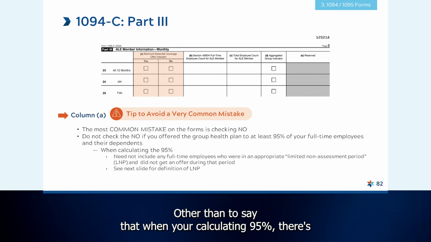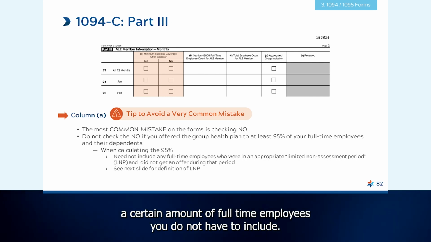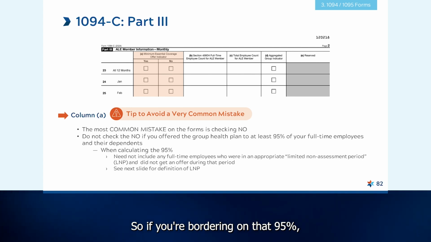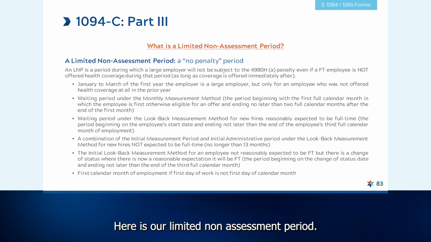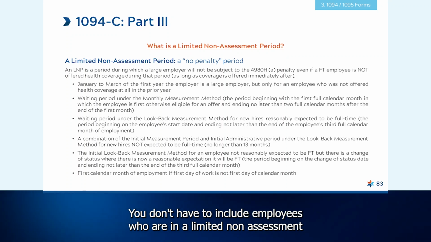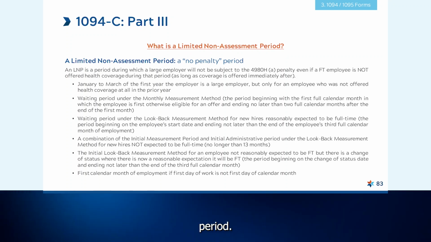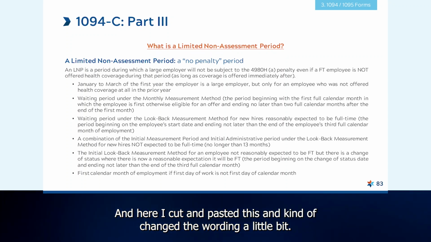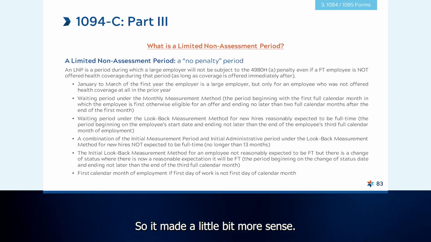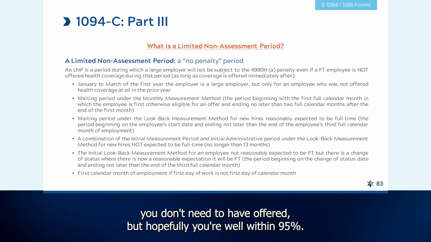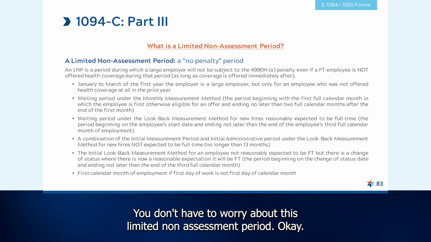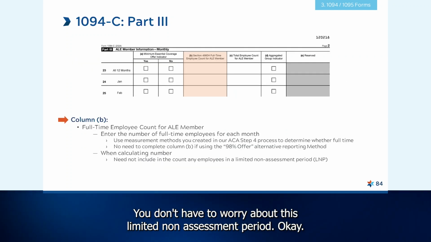Other than to say that when you're calculating 95%, there's a certain amount of full-time employees you do not have to include. So if you're bordering on that 95%, you want to make sure you're aware of that rule. Here is our limited non-assessment period. You don't have to include employees who are in a limited non-assessment period. Here I cut and pasted this and changed the wording a little bit so it made more sense. But this basically is a no penalty period. And if you have an employee in that, you don't need to have offered. But hopefully you're well within 95%, and you don't have to worry about this limited non-assessment period.